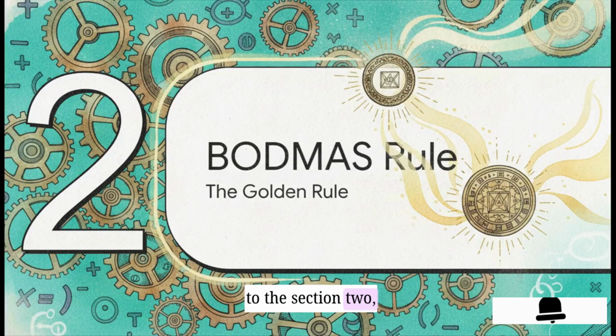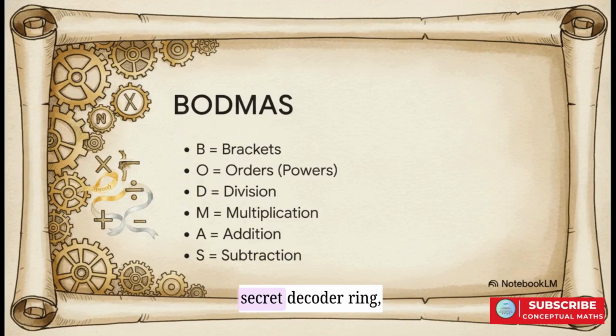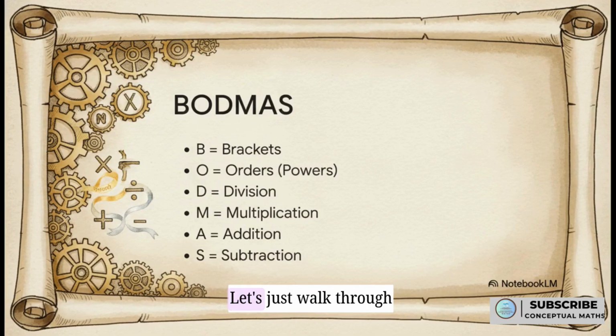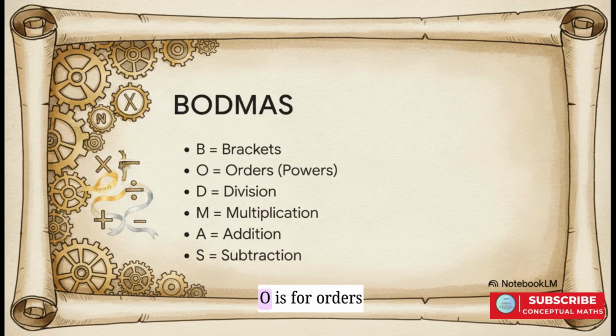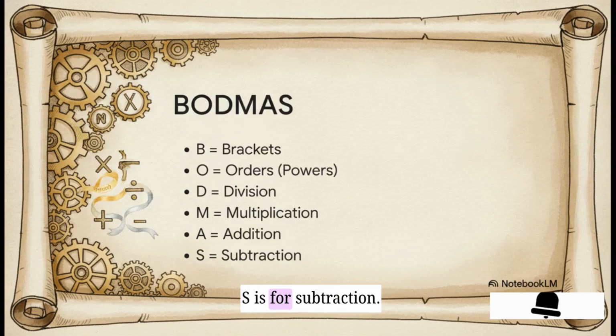Moving right along to Section 2, the Golden Rule, BODMAS. Say hello to our ultimate secret decoder ring, BODMAS. Let's just walk through this acronym real quick from top to bottom. B is for brackets, O is for orders or powers, D is for division, M is for multiplication, A is for addition, and S is for subtraction.